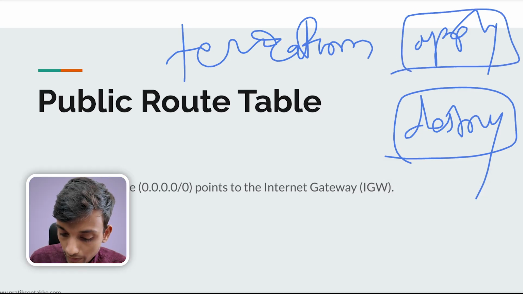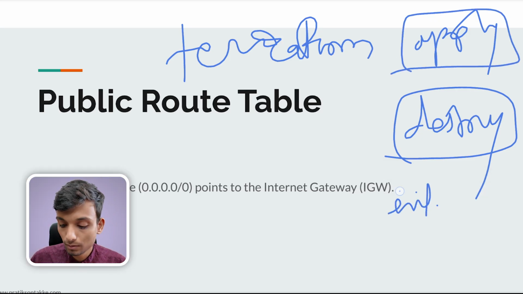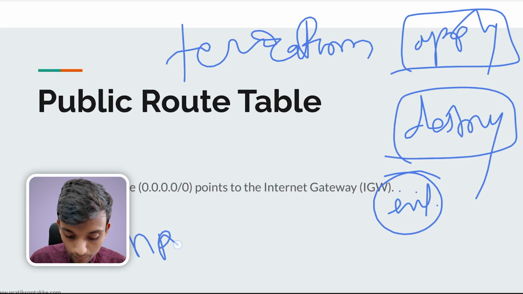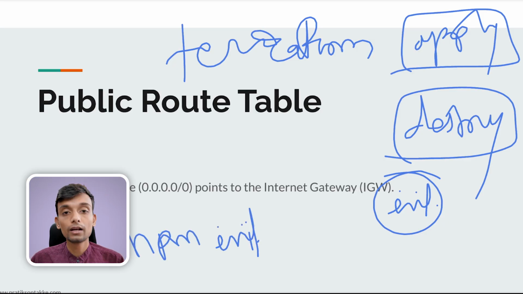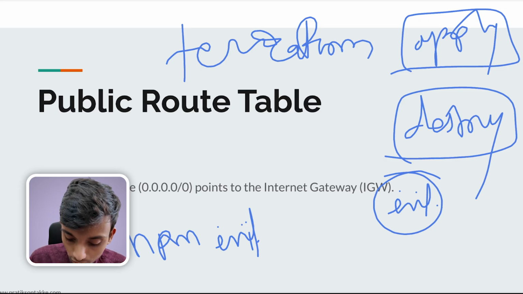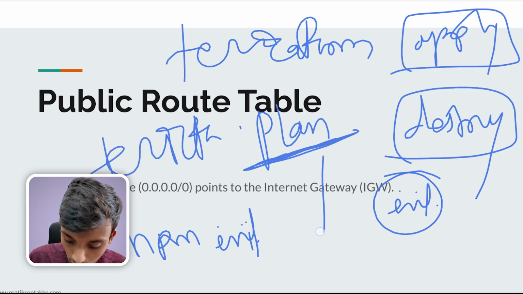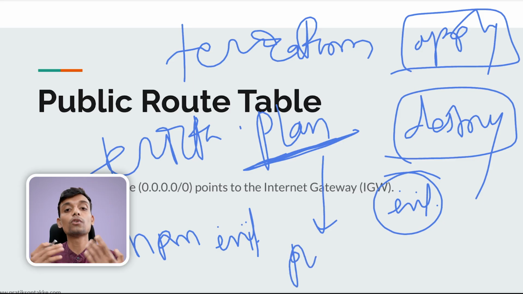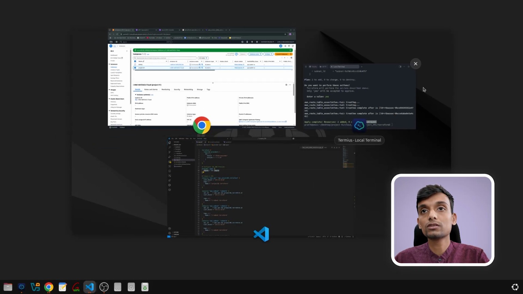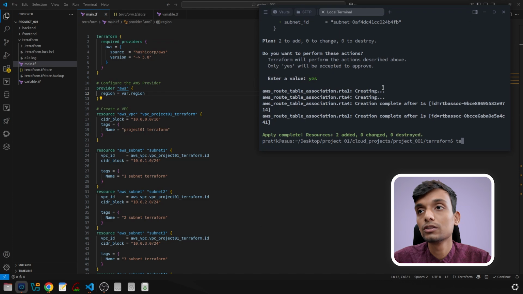There are two more commands. Terraform init is one, just like npm init. What is Terraform init? It's going to download the dependencies required for Terraform. Then another one is Terraform plan. What is Terraform plan? You plan your infrastructure before applying it. So I'm just going to show you Terraform destroy. First we are going to run Terraform destroy.